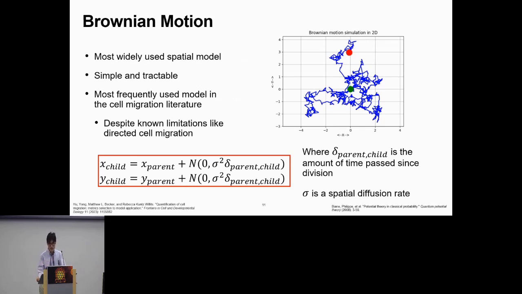So as a first stab, one might look to Brownian motion. This is the most widely used spatial model, not only in the cell migration literature, but also in phylogeography. And has a very simple formulation where if you're given the location of the parent cell and you're interested in modeling the location of a child cell, you can typically take the parent cell location and add a normal random variable to each of the x and y coordinates. This random variable will have variance with a sigma parameter, which is a spatial diffusion rate, also scaled by the amount of time since division, or in other words, the branch length.